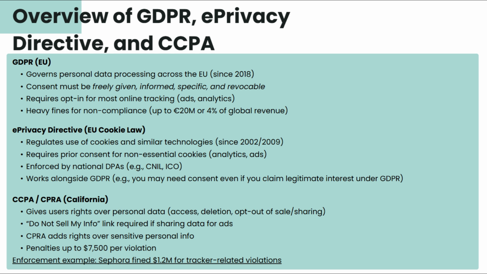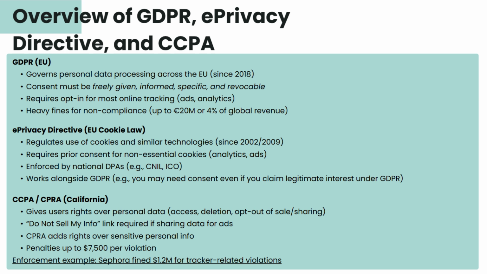ePrivacy Directive, Cookie Law. The ePrivacy Directive is an EU law from way back in 2002, amended in 2009, that specifically addresses electronic communications privacy, including the use of cookies and similar technologies on websites. It's often called the EU Cookie Law. Unlike GDPR, which is a regulation directly applicable, this is a directive, meaning each EU country implemented it via its own laws, which is why cookie rules can vary a bit by country.